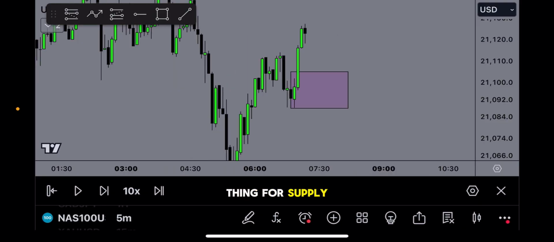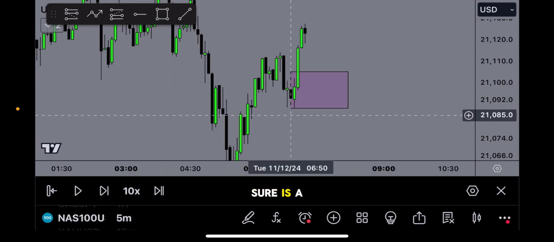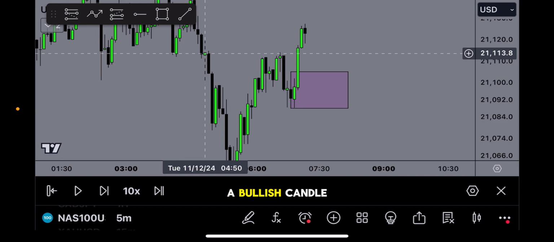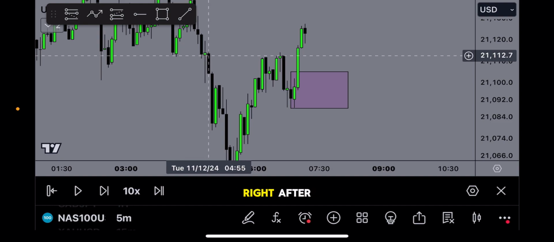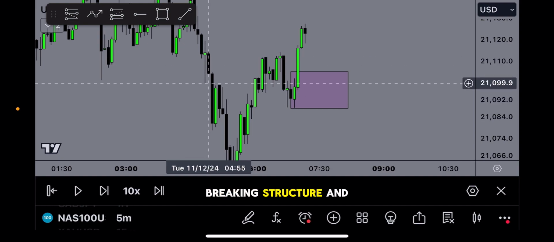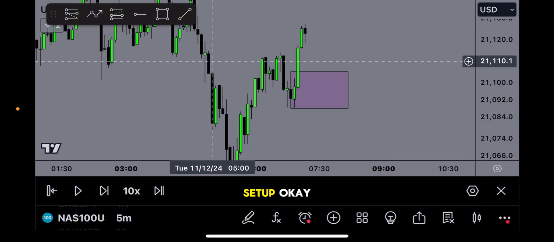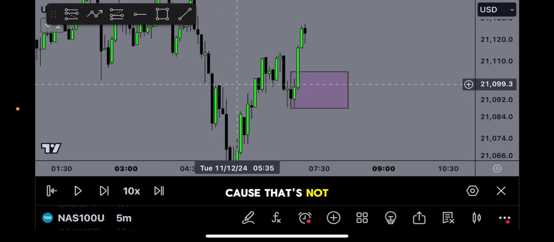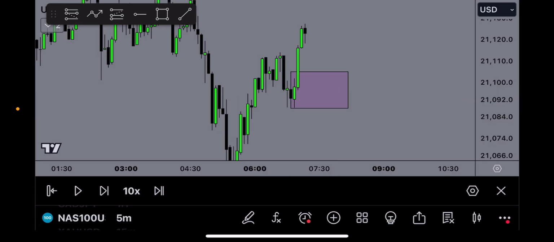And the same thing for supply zones too. You want to make sure it's a black candle and then a bullish candle for your demand zones, right? And then for supply zone, you want to make sure it's a bullish candle and then a black candle coming right after, breaking structure and creating that supply setup, okay? You don't want to do a black candle and then another black candle, because that's not a supply setup and it's not a demand zone.